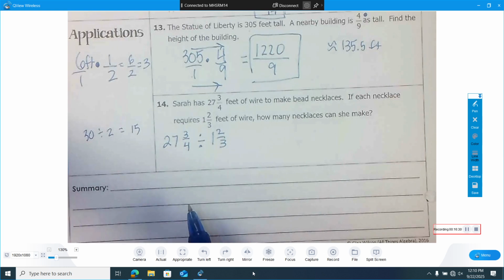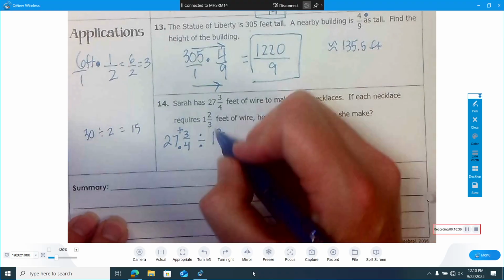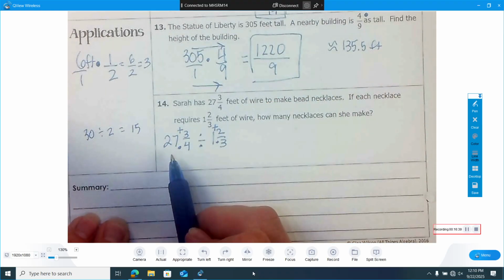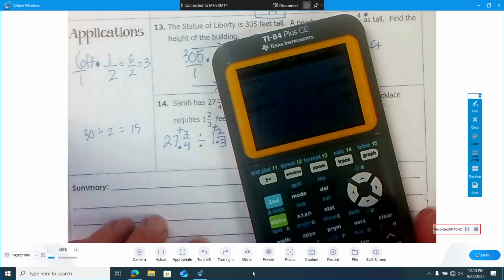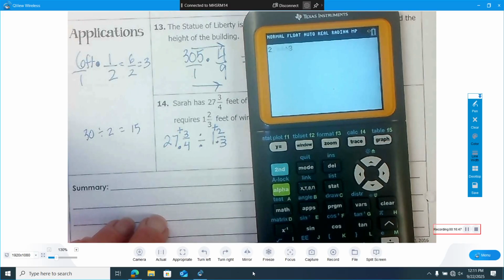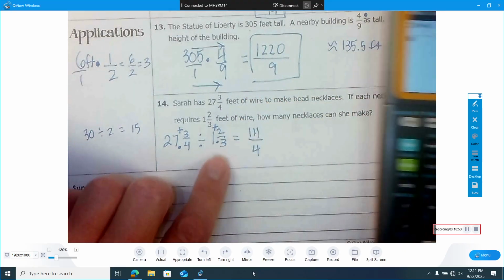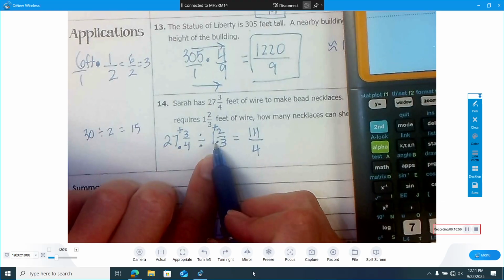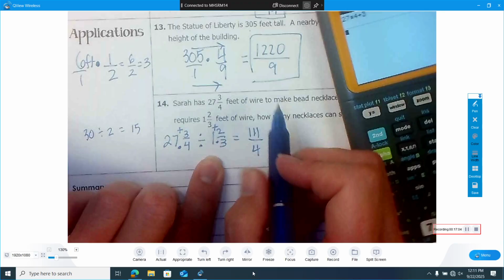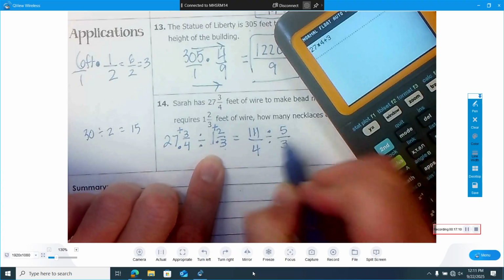And of course, we're going to need to convert first. So I'm going to multiply and add to convert these fractions. 27 times 4, I have no idea what that is. 27 times 4 plus 3 gives me 111 over 4. And we get divided by 1 times 3 is 3, plus 2 is 5/3.